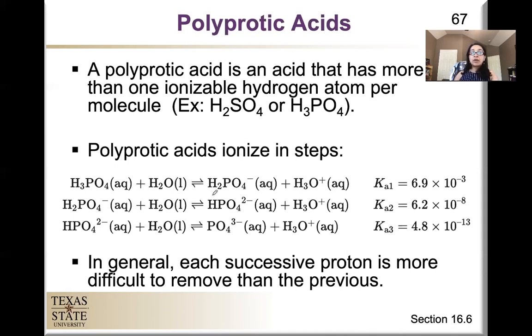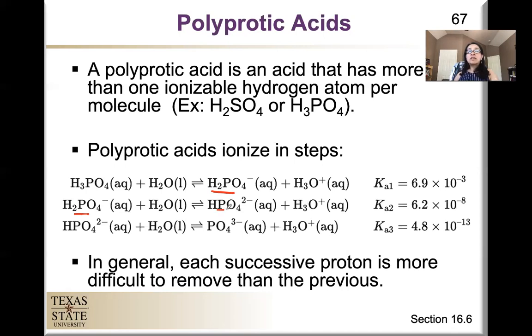The second step, we're going to take the product from the first ionization, which is the H2PO4 minus, and that one is going to donate one more proton, becoming now HPO4 2 minus. Again, that proton is donated to the water, and so water becomes hydronium ion.